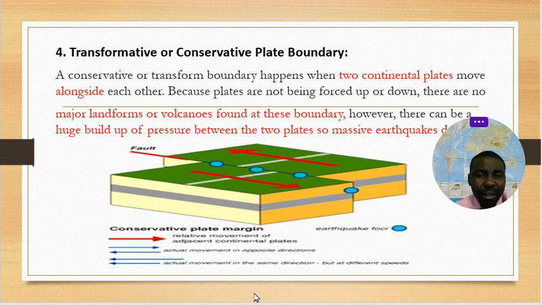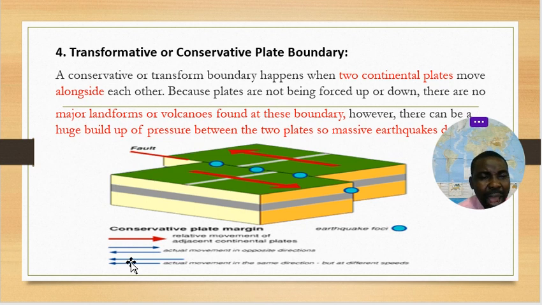Okay? Then don't forget the second one we looked at, which is destructive or what? Can you tell me? Destructive or what? Convergent plate boundary. We said it involves oceanic and continental. So take note of that. I've said there violent eruption can take place and also earthquakes can take place there.